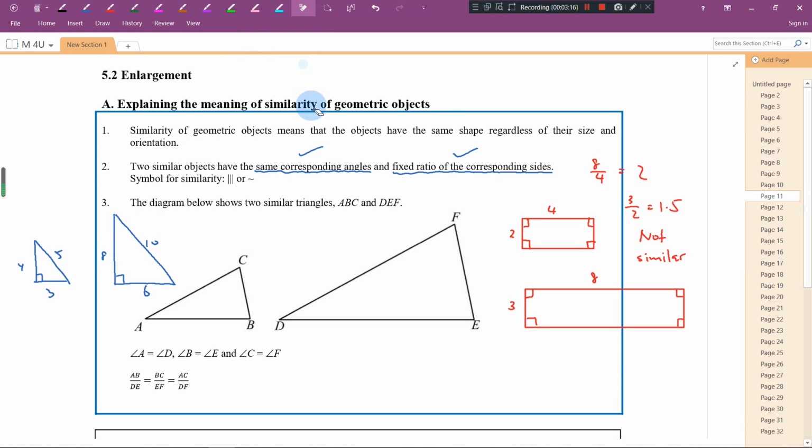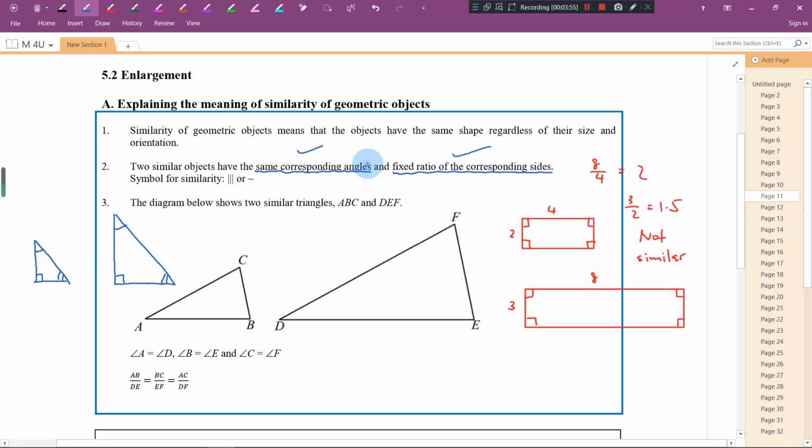So how about we go another way? Let's say this time the question does not give us the side lengths, but it tells us that this angle and this angle are the same, these two angles are the same, and these two are right angles. Can we make a conclusion that these two triangles are similar? Yes, we can. They have the same corresponding angles. For a triangle, if they have the same corresponding angles, then definitely they have the fixed ratios of corresponding sides. These two triangles are similar.